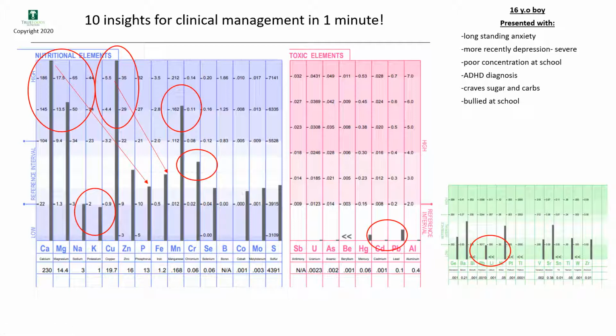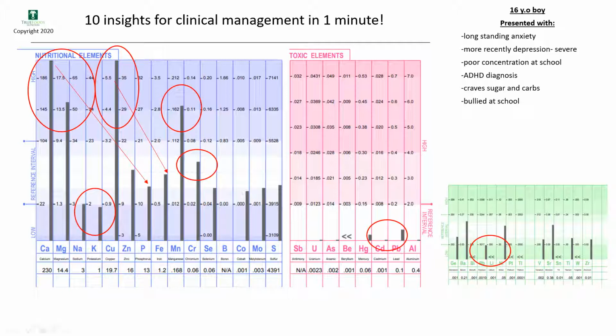Number eight, he has very high manganese and chromium. So both manganese and chromium are responsible for blood sugar regulation. When they're both up like this, it's telling you that he is not handling his carbs or sugars. That's something we have to address.